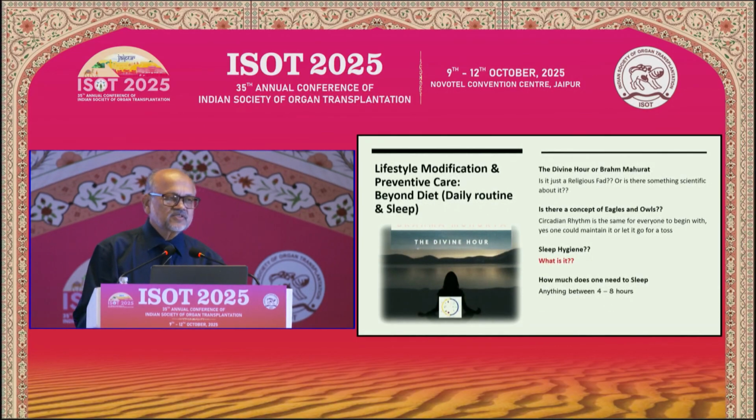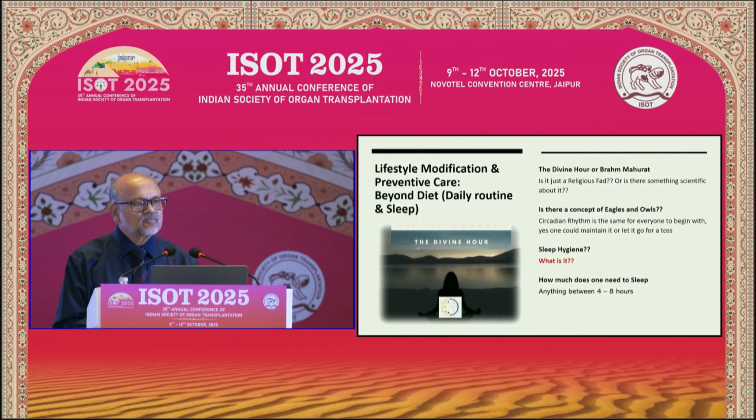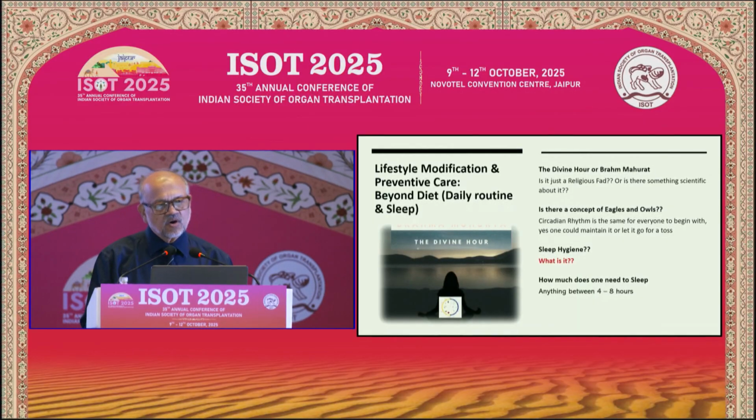Coming further to lifestyle modification, there's a lot that has been criticized. The divine hour or the Brahm Muhurat: is it just a religious fad, or is there something scientific about it? It's very scientific. Our circadian rhythm begins at that divine hour, that Brahm Muhurat. The hormone secretion of the body, the cortisol secretion, starts at that hour, 4 a.m. in the morning. And was there ever a concept of eagles and owls, people who used to stay awake during the night and work during the day? It was again a concept that was brought here just to change the lifestyles.